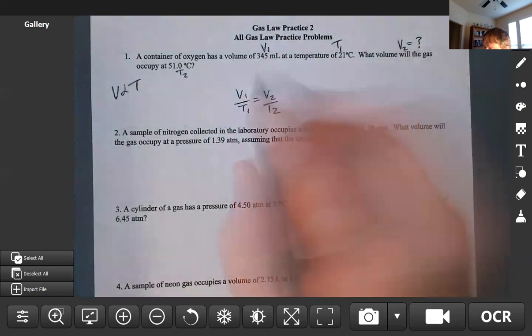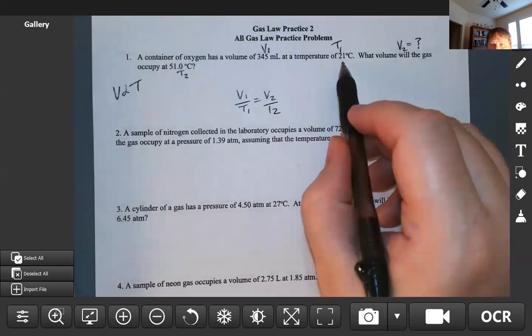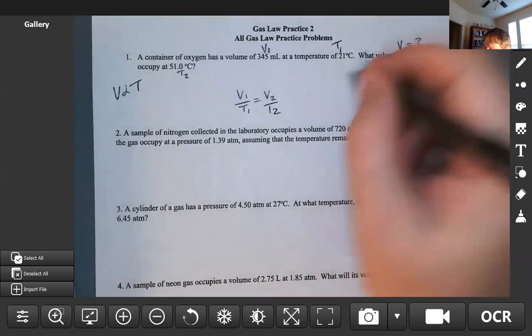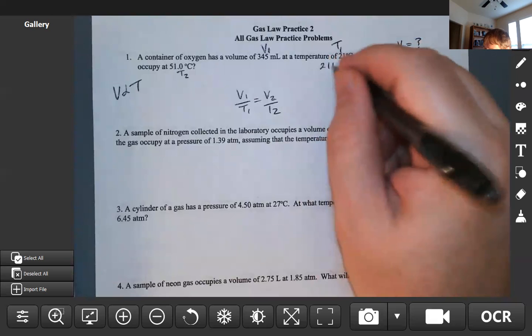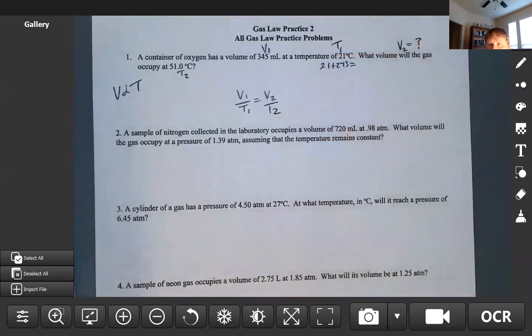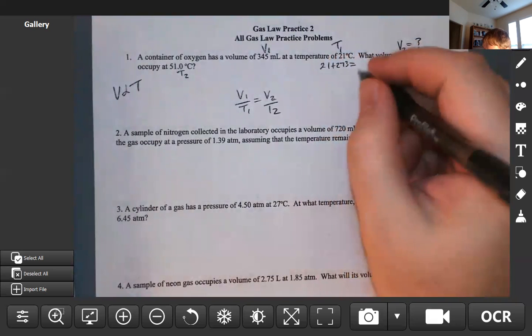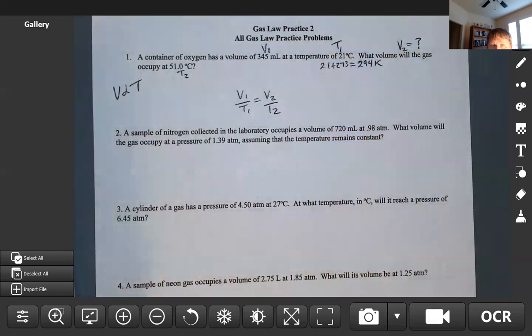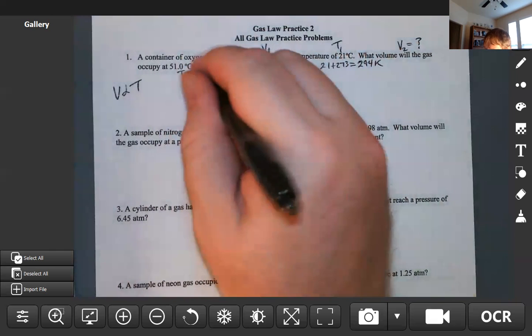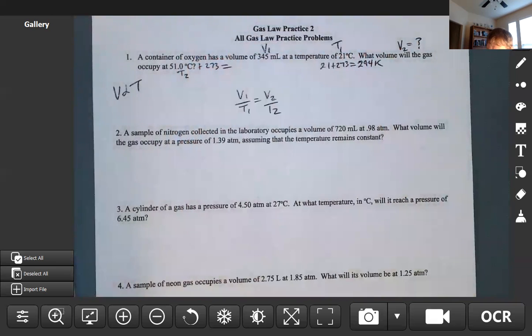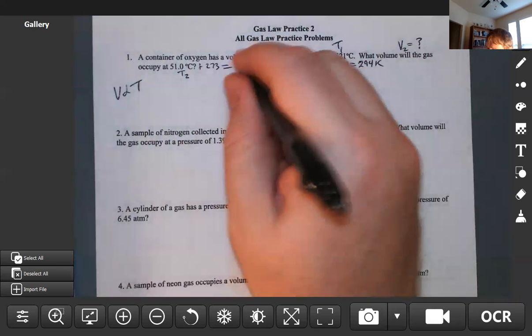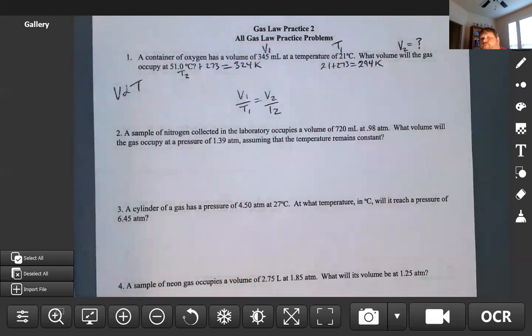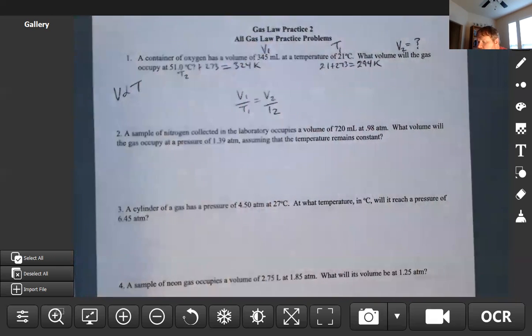Before I plug in, though, I do notice my temperature's in Celsius, so we're going to add 273 to get to Kelvin. Remember, Celsius plus 273 equals Kelvin. I believe that's 294 Kelvin. And this one, 51 plus 273, 324. All right, we're good to go.